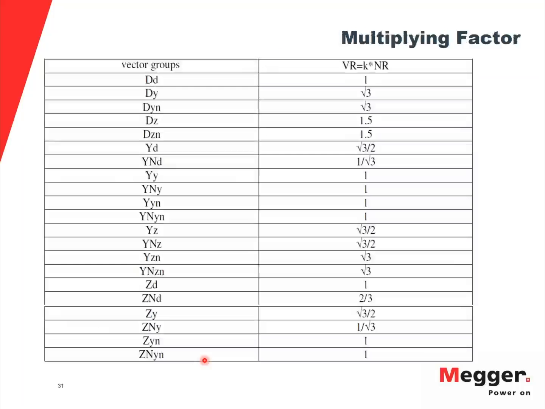Now, on the nameplate, what is available to you is what we call the transformer nameplate ratio. You want to be able to convert the transformer nameplate ratio to the transformer voltage ratio. This is the table used by most automated test sets, where when you enter the nameplate information in the vector diagram, it applies a multiplying factor to the transformer nameplate ratio. From there, you get your transformer voltage ratio, and that transformer voltage ratio is compared with the measured voltage ratio to give you the percentage error.